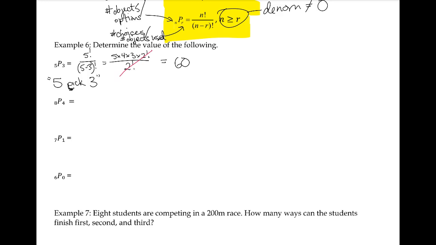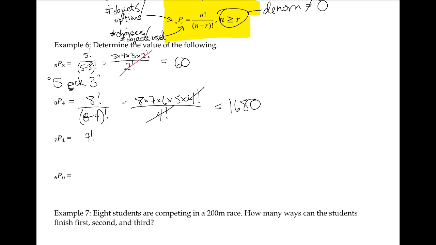Okay, so 8 pick 4 is another option. We would do 8 factorial over 8 minus 4 factorial. I would simplify this. And again, this is really bad math notation. I'm sorry that there's not enough space to work vertically. You should never have running equal signs. 8, 7, 6, 5, 4 factorial over 4 factorial. Cancel those guys out. And then calculate 8 times 7 times 6 times 5, which is 1,680 different options.